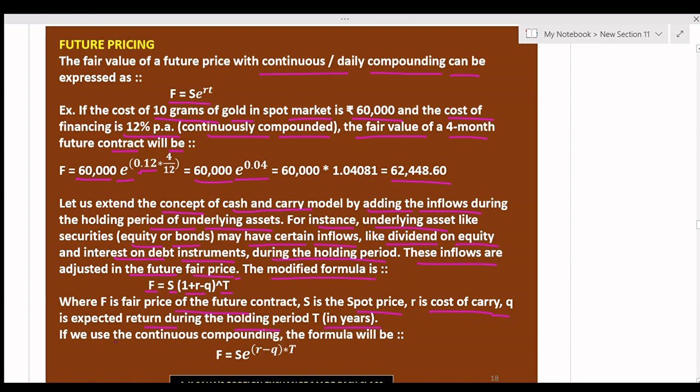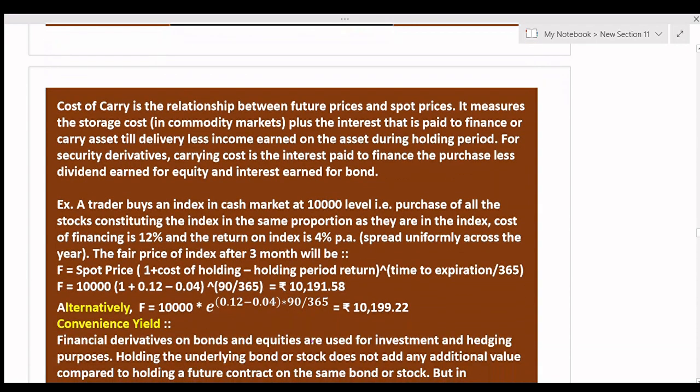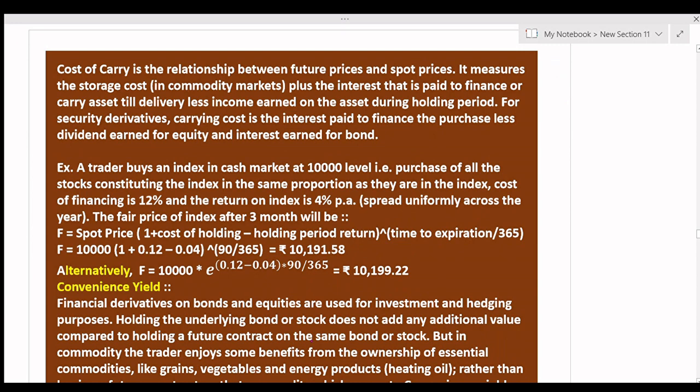When we use continuous compounding, the formula will be F = S × e^((R − Q) × T). Cost of carry is the relationship between future price and spot price. It measures the storage cost in the commodity market plus interest that is paid to finance or carry the asset till delivery, less income earned on the asset during the holding period.